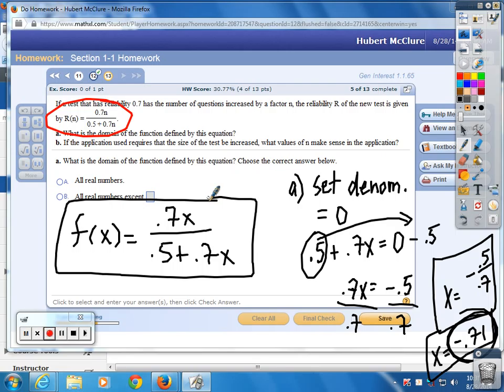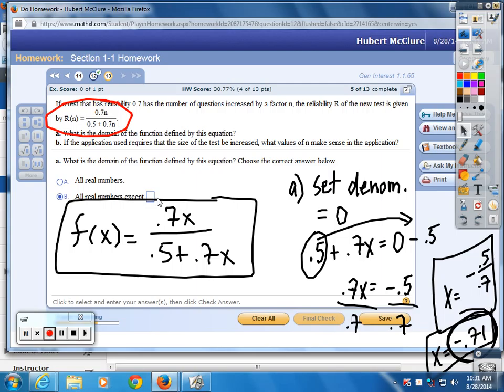Now, which is your answer? All real numbers or all real numbers except for negative 0.71? What's the answer? B. Now, I have no idea. They don't say decimals. They don't say fraction. Somebody divide 0.5 by 0.7 and tell me if it's a repeating or what. It's just 0.71? Okay, let's see, maybe if I hit B, it may tell me. No, it doesn't. Well, I'll put negative 0.71.